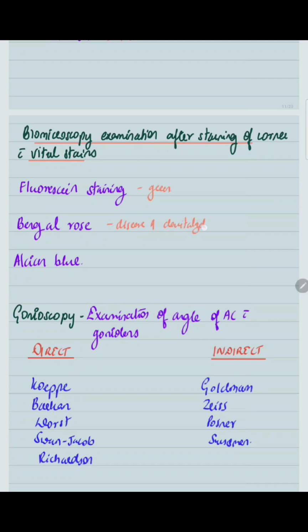Vitalized cells red. Alcian blue stains excess mucus, as in keratoconjunctivitis sicca. Fluorescent staining, area of denuded epithelium appears brilliant green. Bengal rose stains the diseased and devitalized cells red, and Alcian blue stains excess mucus, as in keratoconjunctivitis sicca.